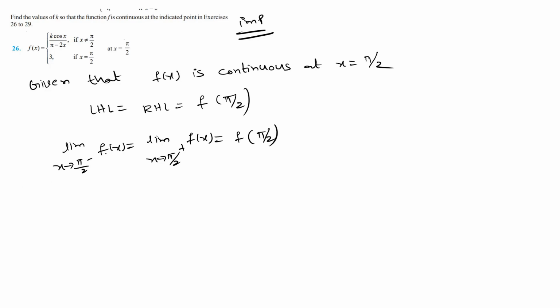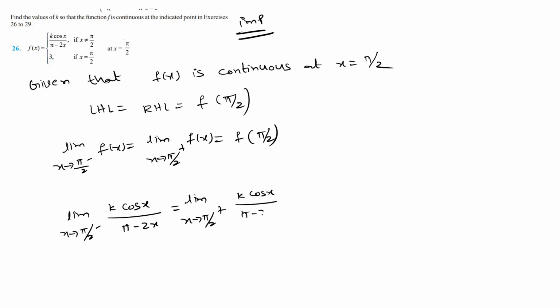For pi by 2 minus, we will take the k cos x function only. So limit x tends to pi by 2 minus f of x is k cos x divided by pi minus 2x, which is equal to limit x tends to pi by 2 plus f of x, also the same, k cos x divided by pi minus 2x, is equal to f of pi by 2. So f of pi by 2 is nothing but the value of the function, which is 3. So this can be written as limit x tends to pi by 2 minus.